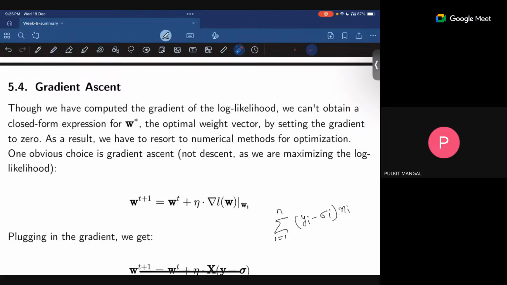Okay, got it? Any more doubt? Yes, now I will take your doubt. Can I share, sir? Yeah, you can share. Okay, I will stop sharing my screen.